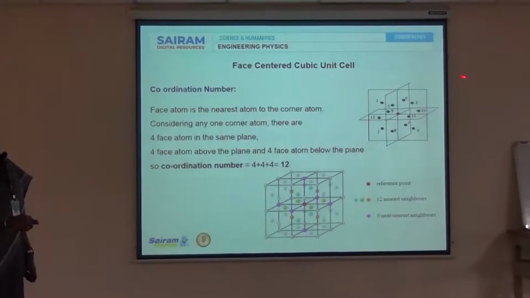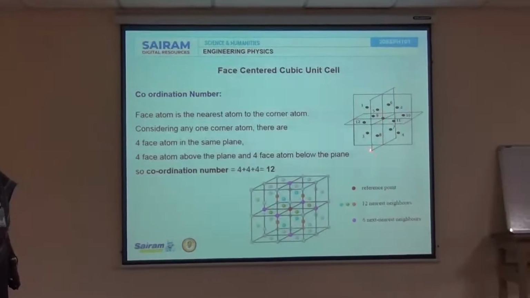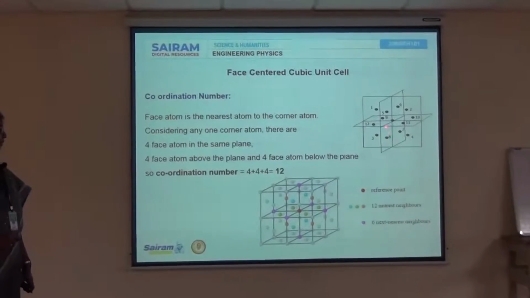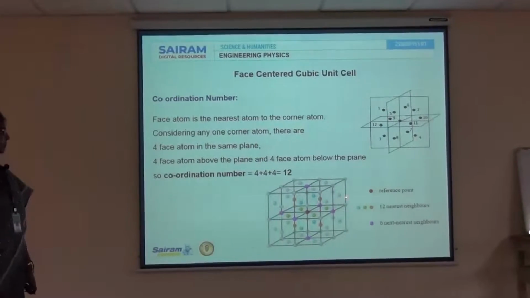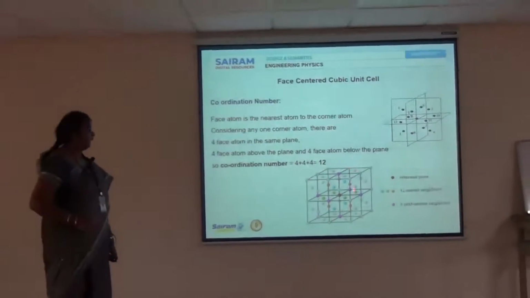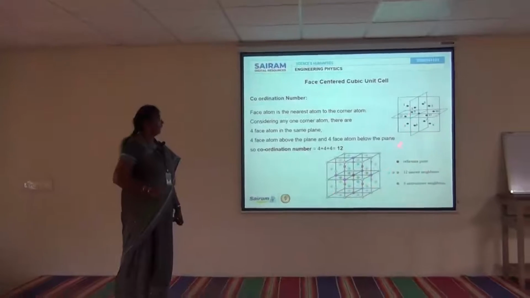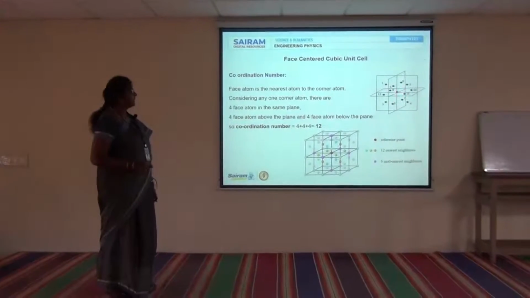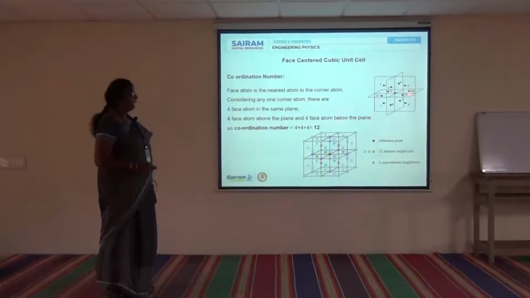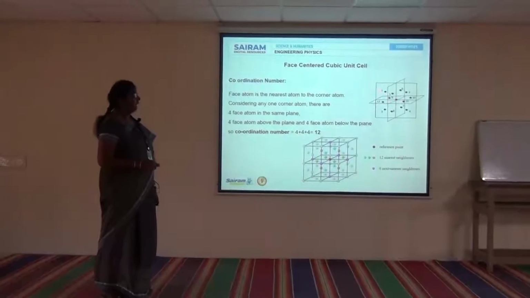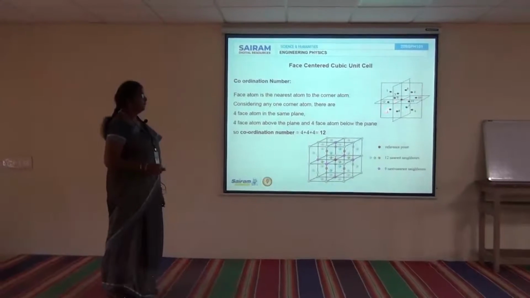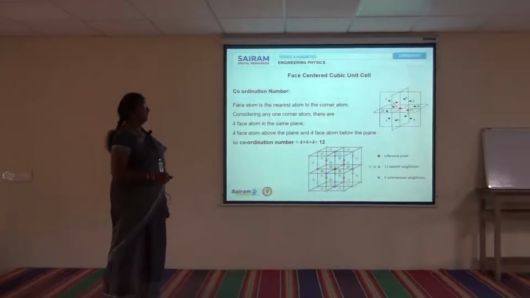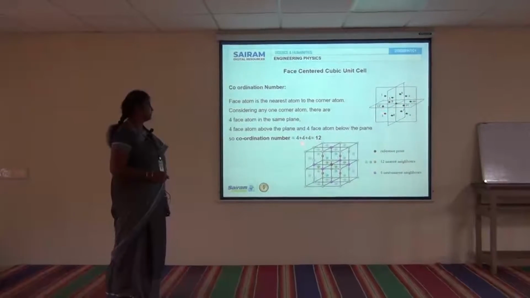So in this diagram, I have drawn only the 3 planes that are mutually perpendicular with respect to each other: this plane, this one, and finally this one. You can see this reference atom has 4 atoms in the same plane, 4 above and 4 below. So for this reference atom, the coordination number is 12.